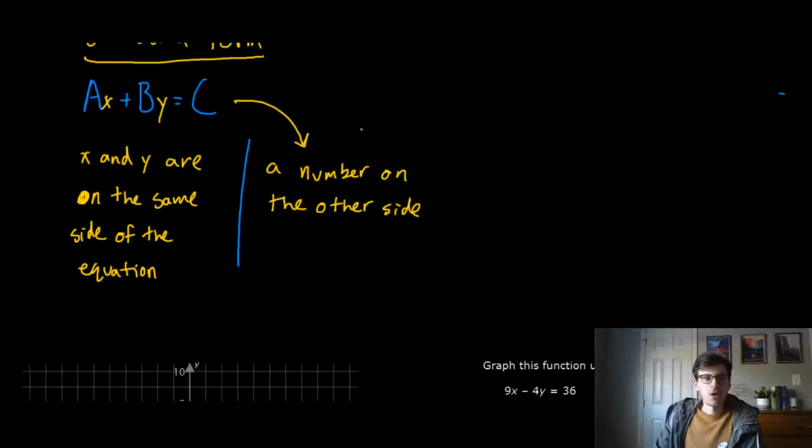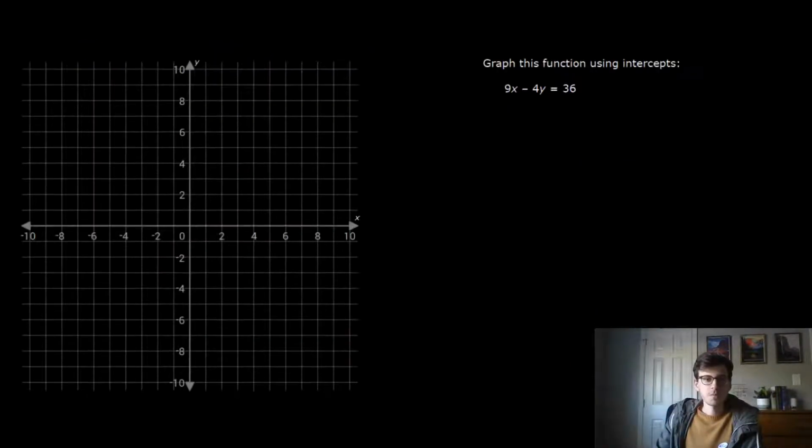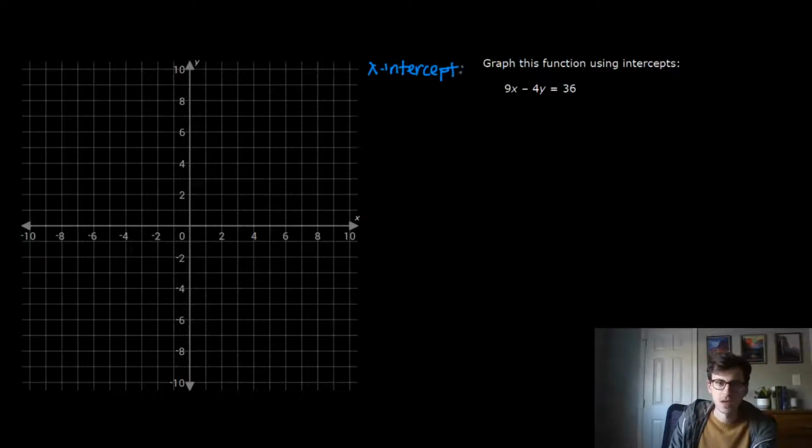Okay, so let's try it out. Bet you weren't expecting that, were you? Got one right here ready for you. Graph this function using intercepts. Well, maybe we need a brief refresher on intercepts in general. The x-intercept. Remember the x-intercept? That's the point that's on the x-axis, right?